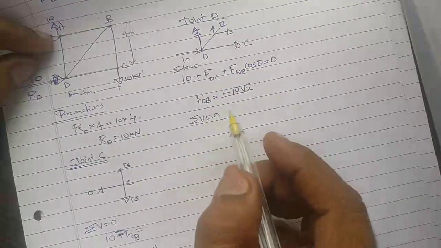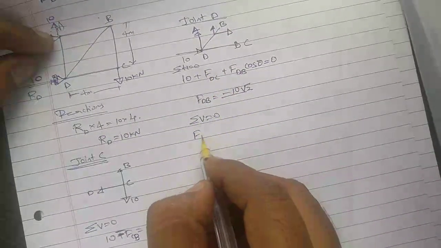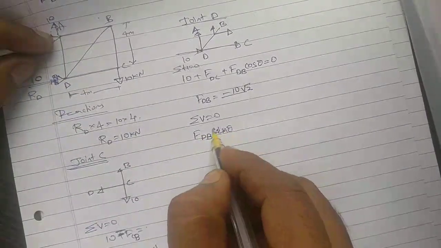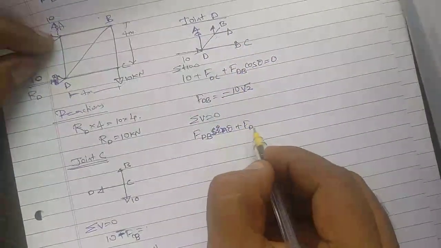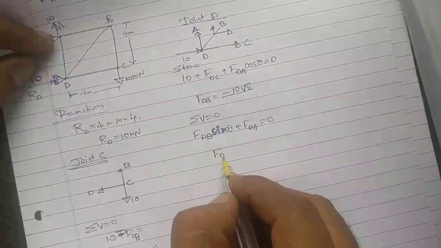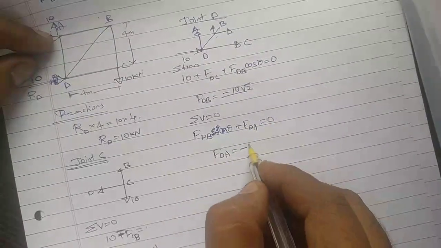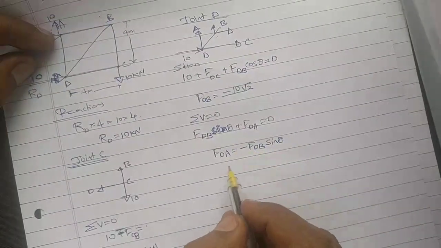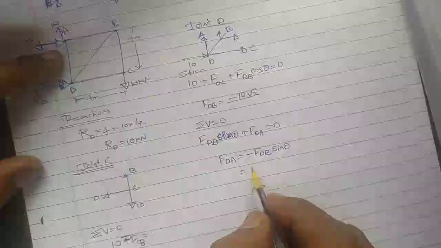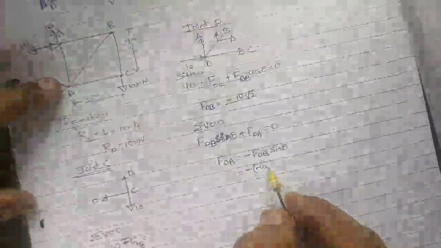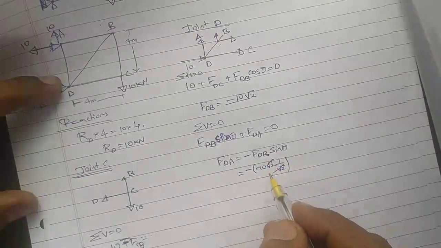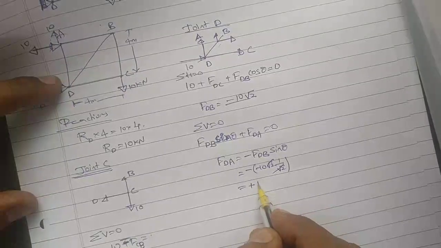Likewise, sigma V is equal to 0. FDB sin theta plus FDA is equal to 0. FDA is equal to minus FDB sin theta. FDB is minus of minus 10 root 2, times 1 by root 2, becomes plus 10. FDA is plus 10.